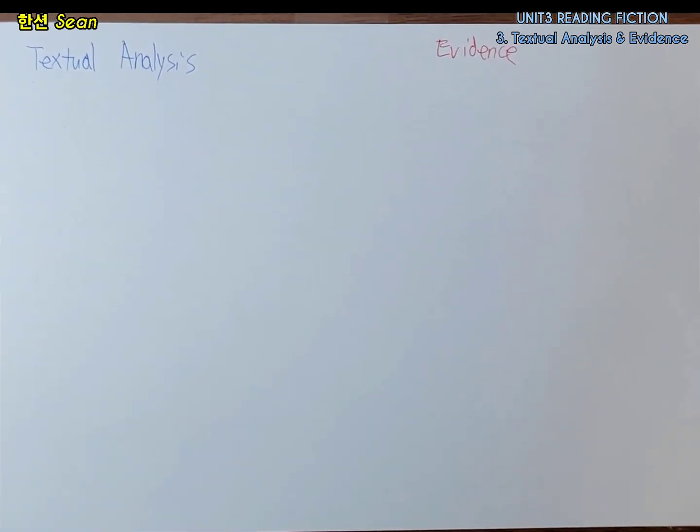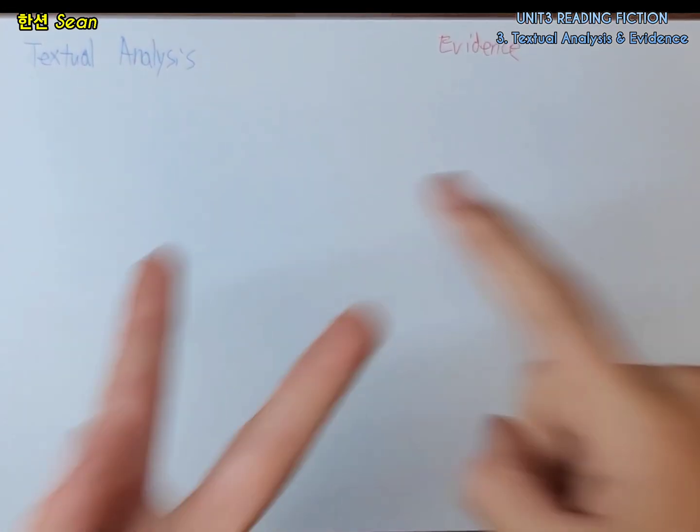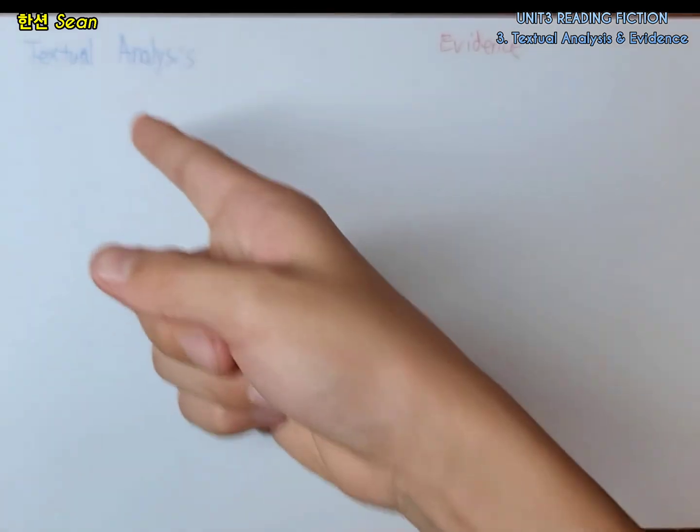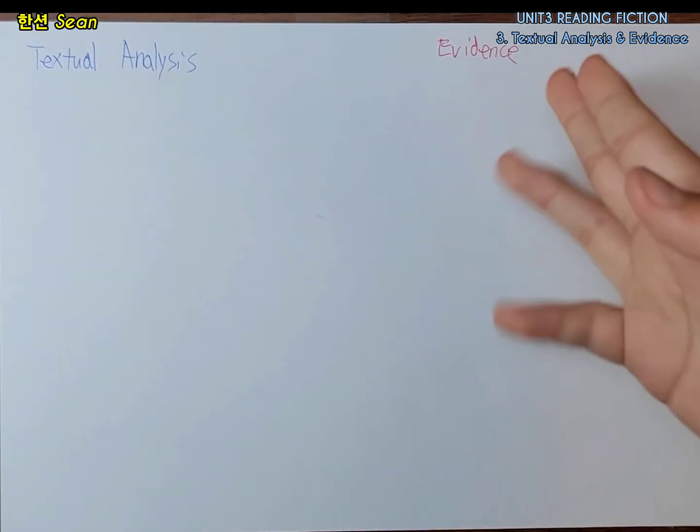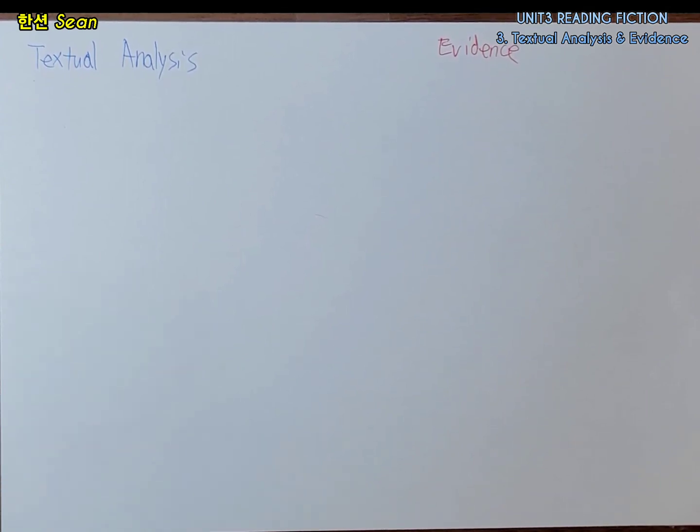Man, I love drawing! Alright, let me split this video into 2 parts. Textual analysis and, of course, evidence. And of course, what is textual analysis and evidence anyway? Well, let's start with textual analysis. Textual analysis is basically studying the evidence that you have in this text and, of course, its meaning. So I'm guessing we'll just have to start with evidence first then.